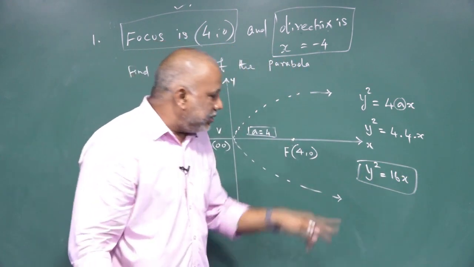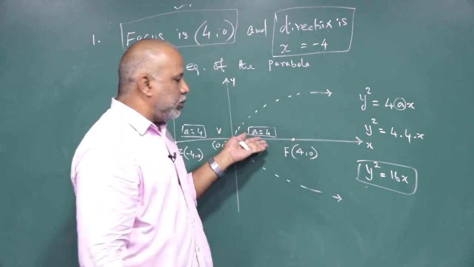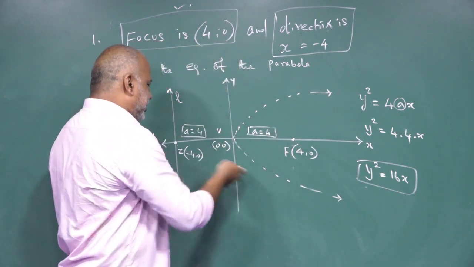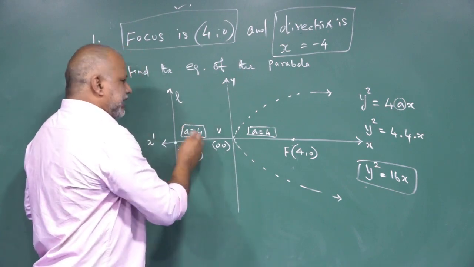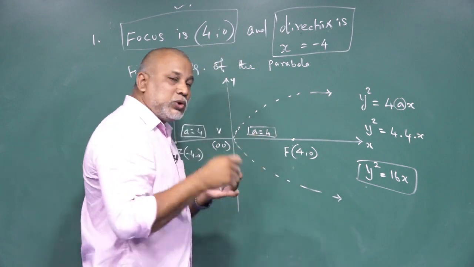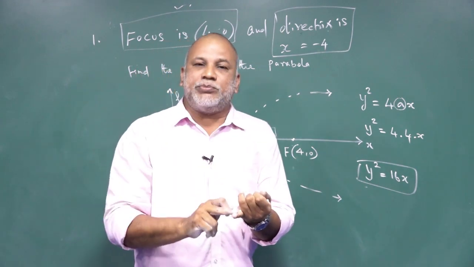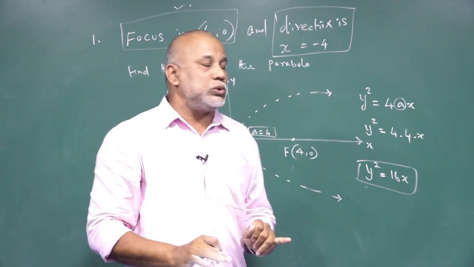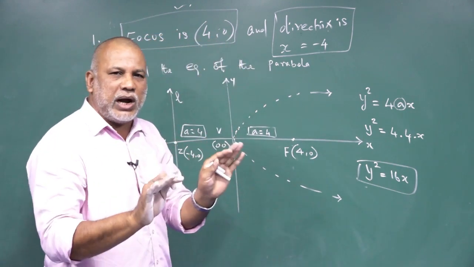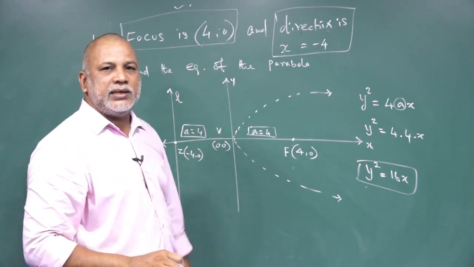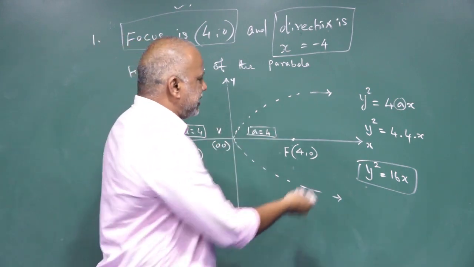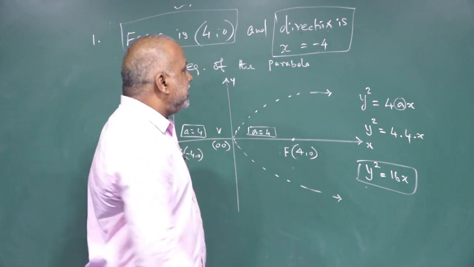So in type number 1, when the equation is given, you are able to work out the focus and directrix. Here focus is given and directrix is also given, therefore you are able to create the equation. You have to first identify which type the given data belongs to. We see the point (4, 0), which is the focus. It lies in the positive direction of the x-axis.